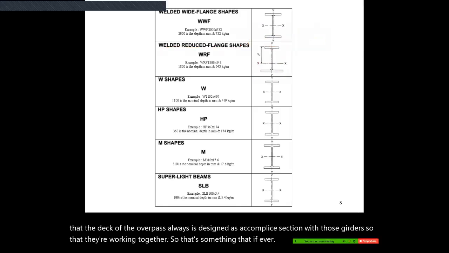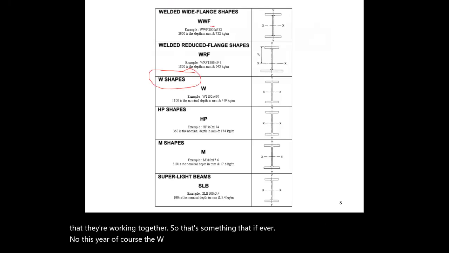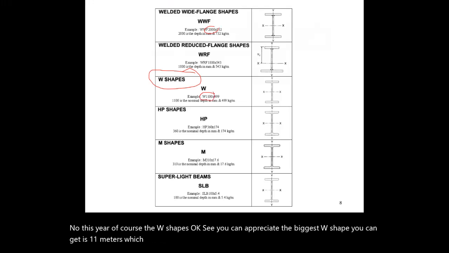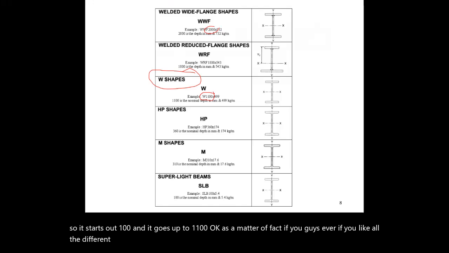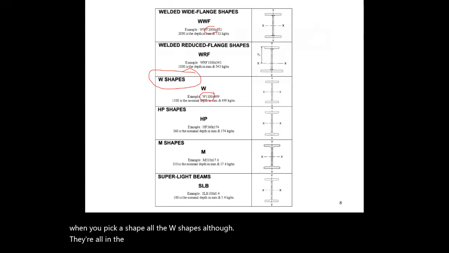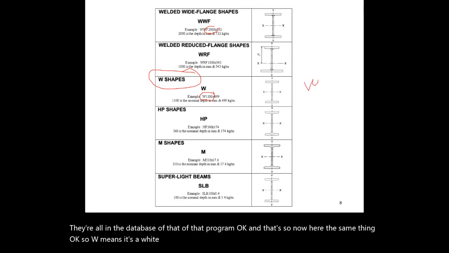Now, this here, of course, the W shapes. You can appreciate, the biggest W shape you can get is 1.1 meters, which is still significant. I think it can go all the way down to 100, so it starts at 100 and goes up to 1,100. As a matter of fact, all the different shapes that are available, if you go to ADA and pick a shape, all the W shapes are in the database of that program. And now here the same thing.